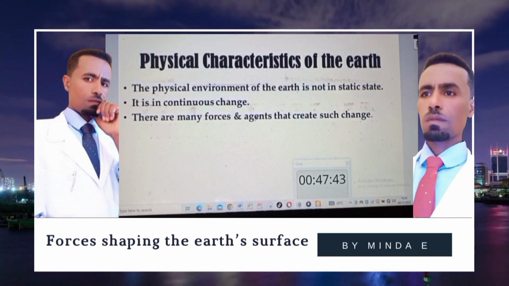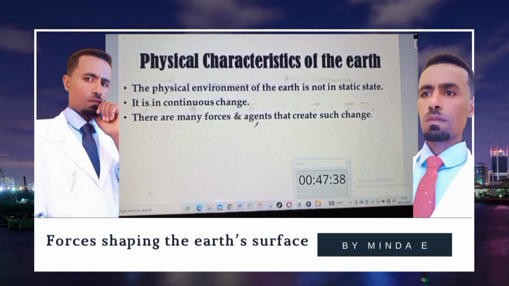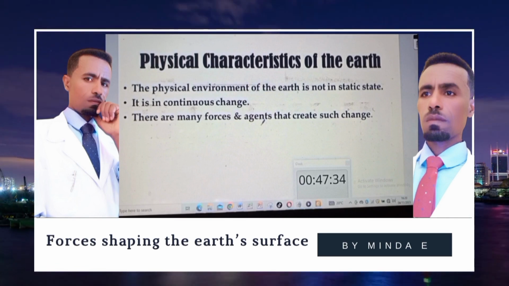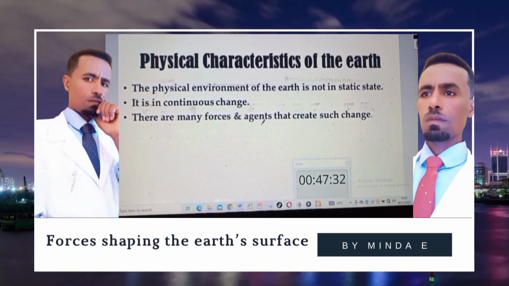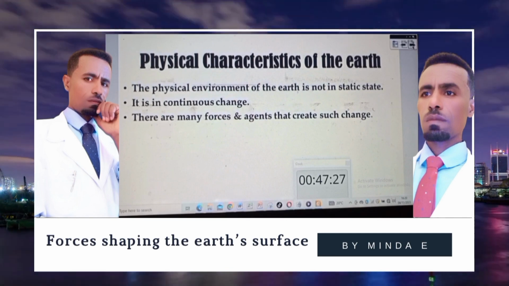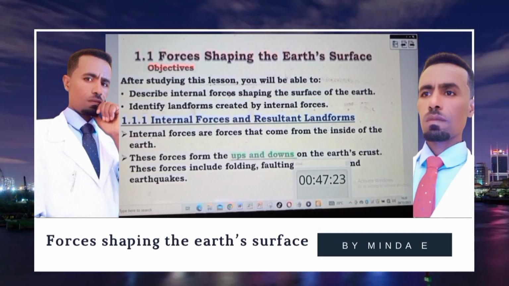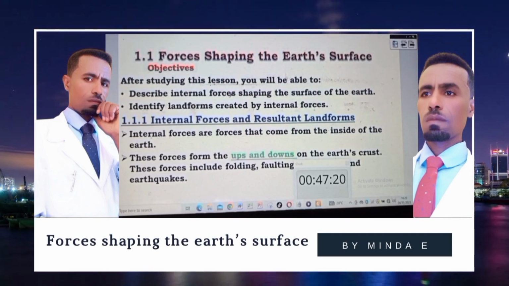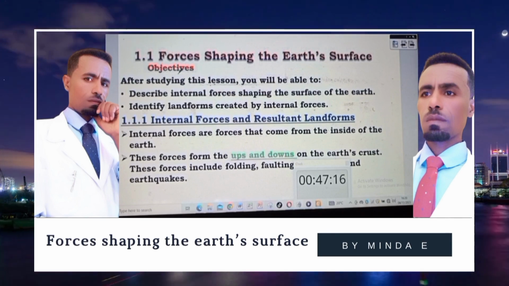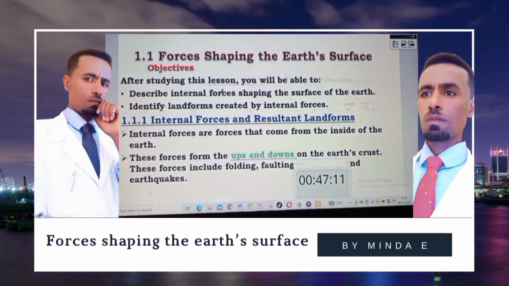So we are going to see these forces and agents which are factors of changing the surface of the earth. Forces shaping the earth's surface. So our today's lesson is forces shaping the earth's surface.